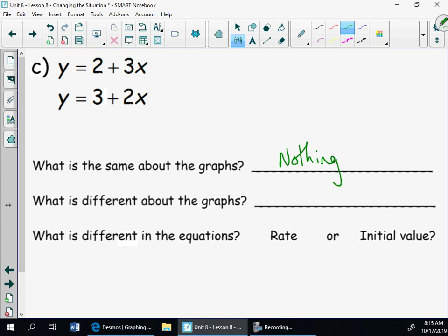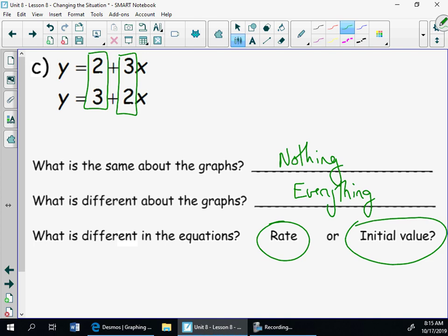What's different about them? I'd say pretty much everything. Maybe you could say they both go up to the right, but that's about it. Well, does that make sense from looking at our equations? What's different? Our initial value is different. Our rate of change is different. Everything's different. So it makes sense that the graphs are completely separate. Even though they have the same numbers in them, they're actually very different graphs.